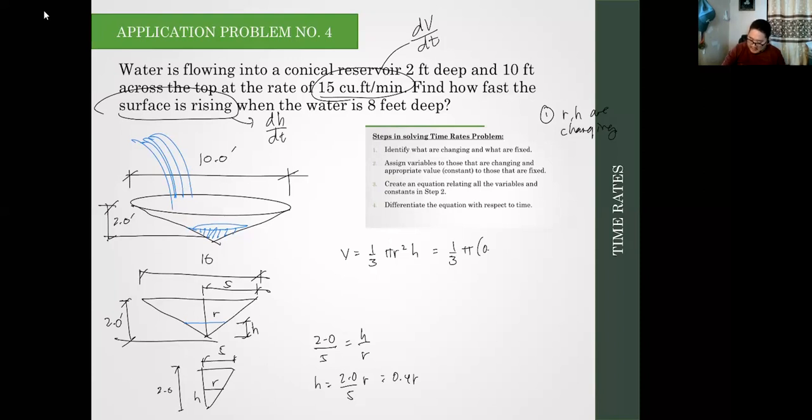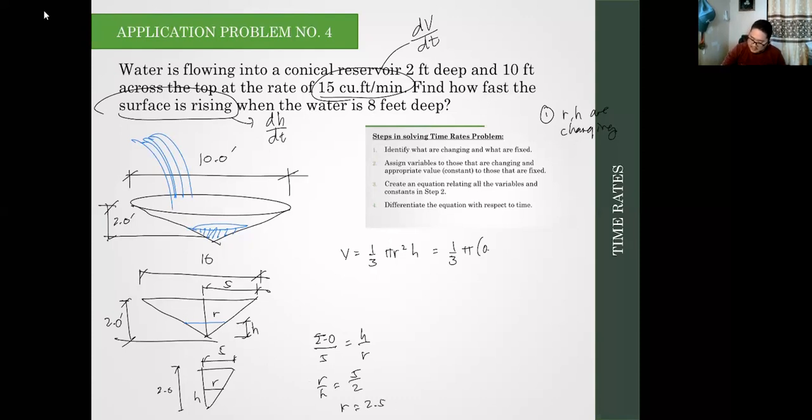Ang kailangan natin si H. So, kailangan pala si R ang sa-substitute na baliktad. Okay? So, dapat ito is H. Pwede natin pagbaliktarin. Gawin natin R over H is equals to 5 over 2 or R is equals to 2.5H.